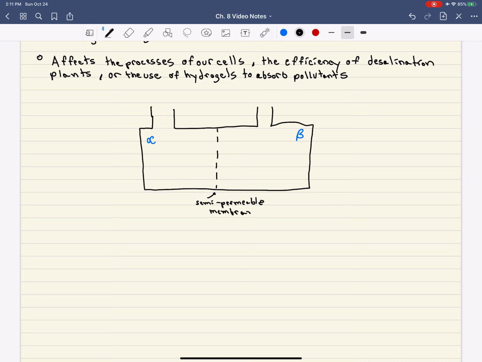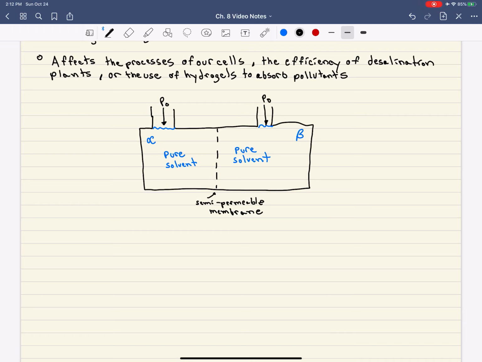At the beginning of this experiment, let's say that both the alpha and the beta compartments are just filled with pure solvent, and they're at the same level. You could think of this solvent as being like water or something. In any case, both of these compartments are filled with the same solvent, and they have the same atmospheric pressure acting on them. We'll call that P naught.